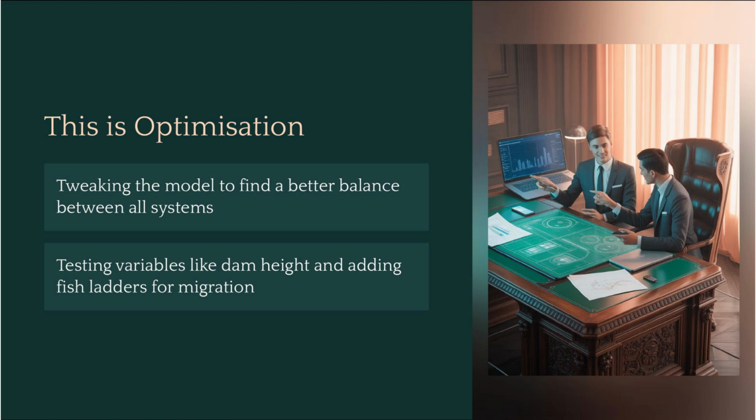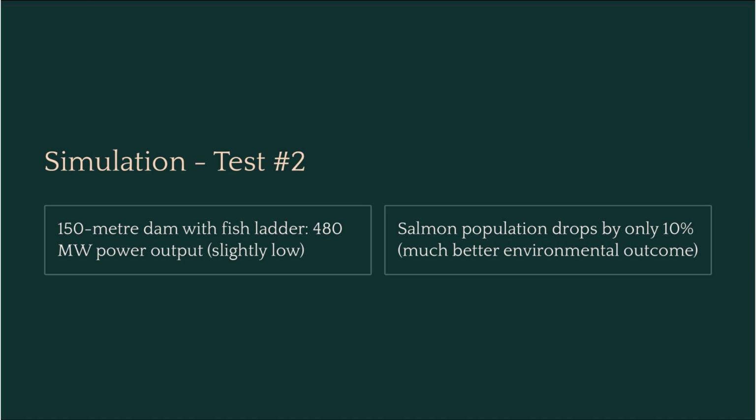We look at our variables. Can we lower the dam height? Can we add infrastructure to help the fish? We start testing variables like dam height and adding fish ladders for migration. We use the software to iterate, trying different combinations to see if we can get a better outcome. We move on to simulation, test number 2.